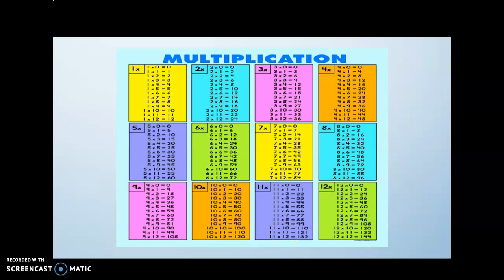The multiplication table gives us all the whole numbers from 0 to 12. And again, we can look at the box on the furthest right for me, the furthest left for you, where it says 8x, and we see that 8 times 5 equals 40, just like the box with 5x has 5 times 8 equals 40.